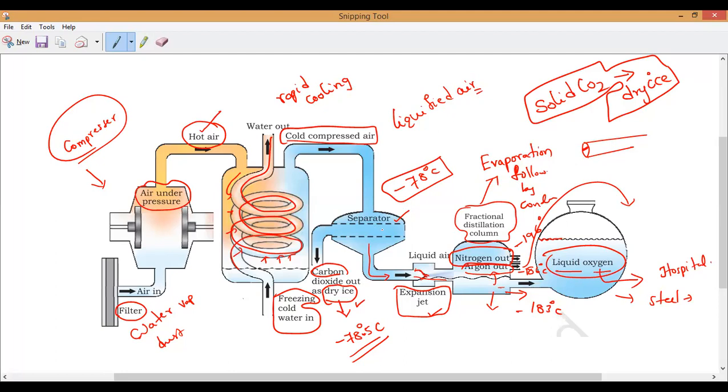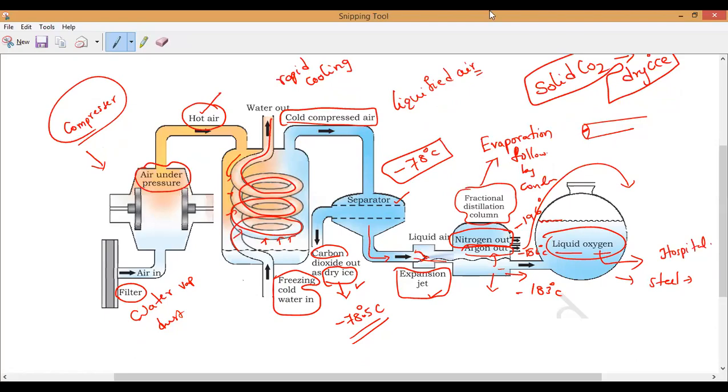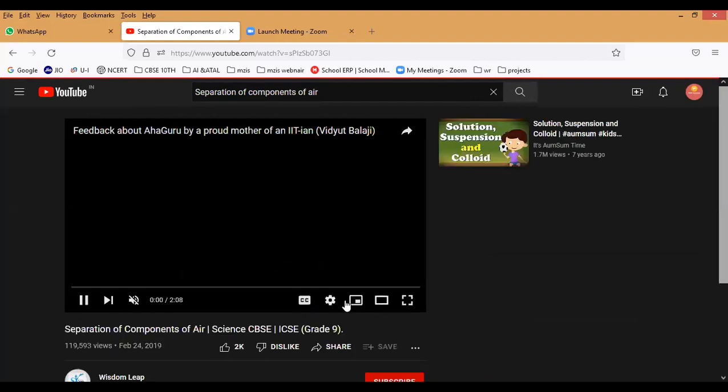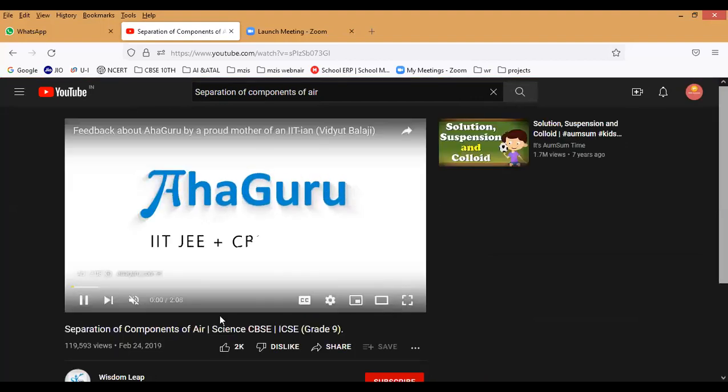Now let us watch the video, how it happens and how the components are separated. Now you can understand what is happening exactly inside the process. Shall we start now, everybody? Note it very carefully. This is a very beautiful video which you can understand very clearly. So this is the process of separation of components of air.